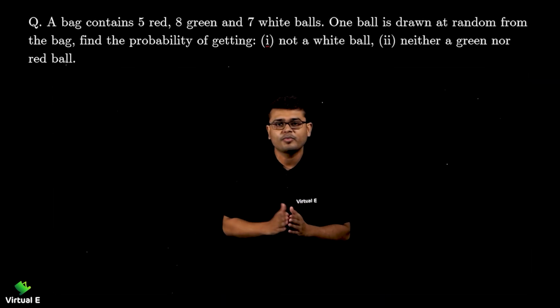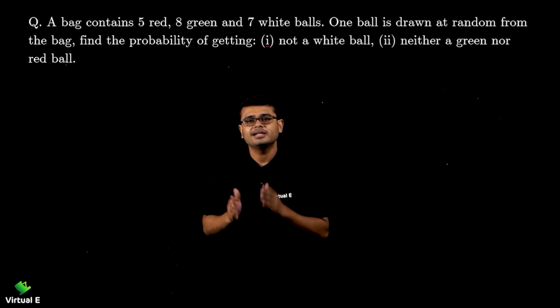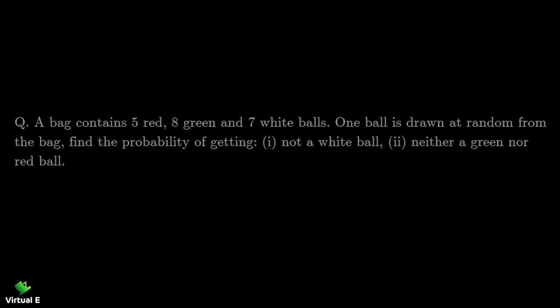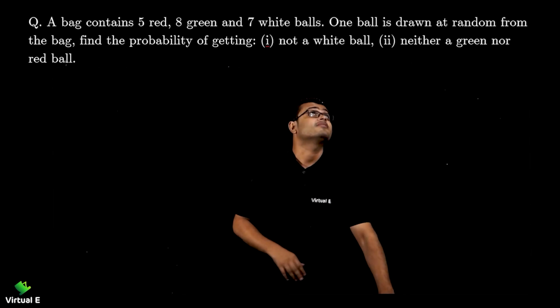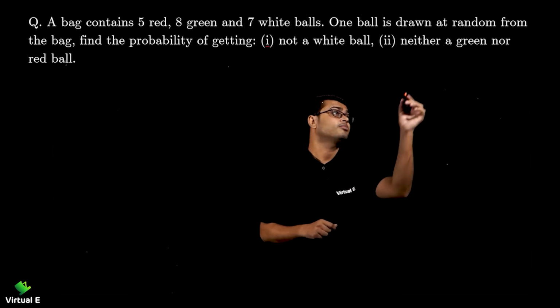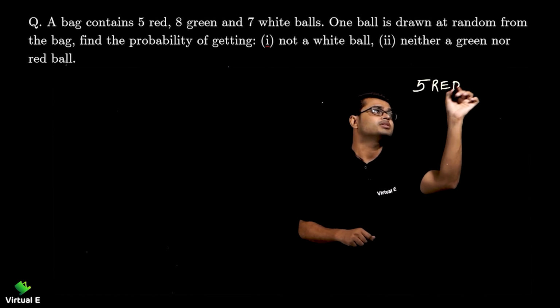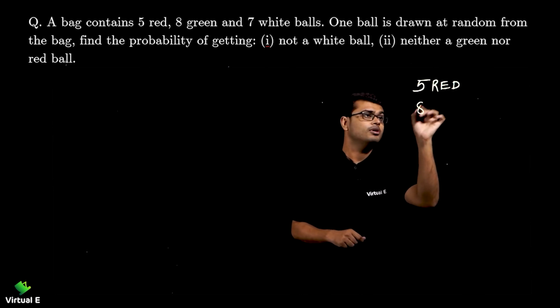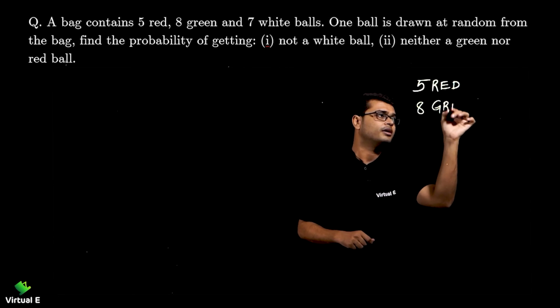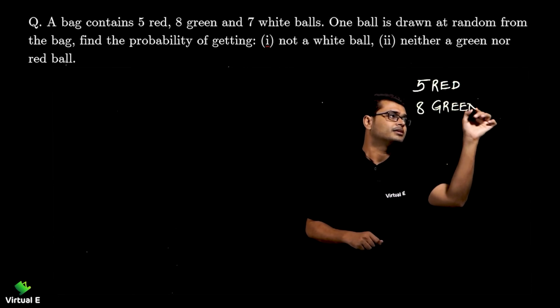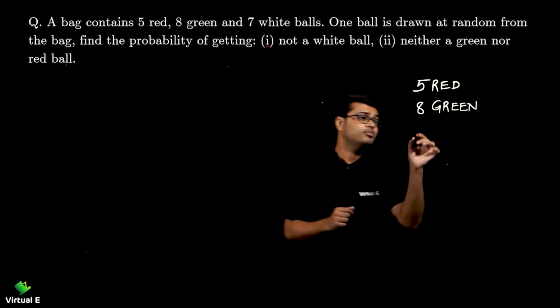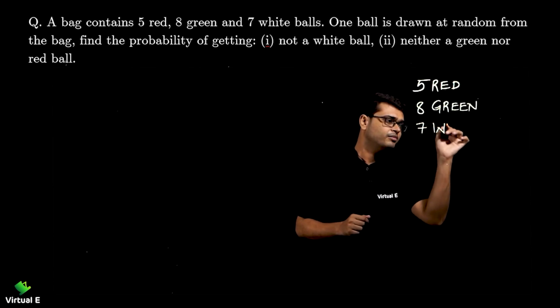Let's discuss one more problem related to the previous one. Little extension to the previous one. Let's start with the question. A bag contains 5 red, 8 green, 7 white balls. Okay, so again let's start with the information. We have 5 red balls, then 8 green balls, then what's the next? 7 white balls.